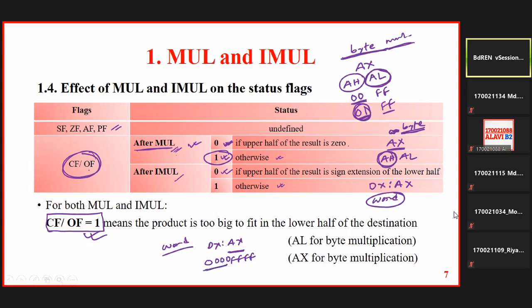Your CF and OF will be 0. But if it is 0001 and FFFF, if it is not 0, the upper half is not 0. I'm talking about the unsigned multiplication. Are you getting it? Yes, sir.